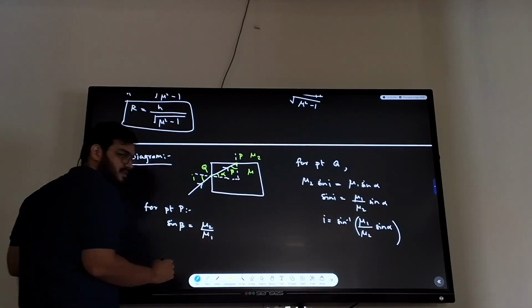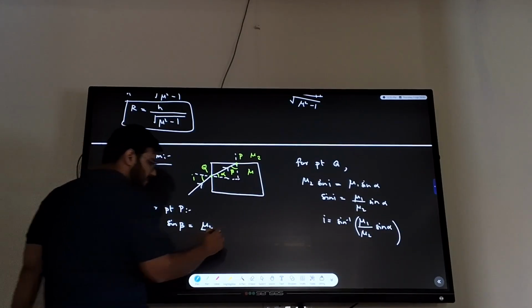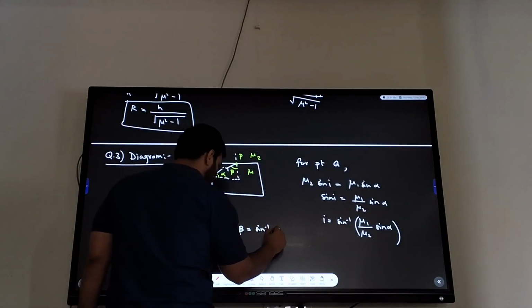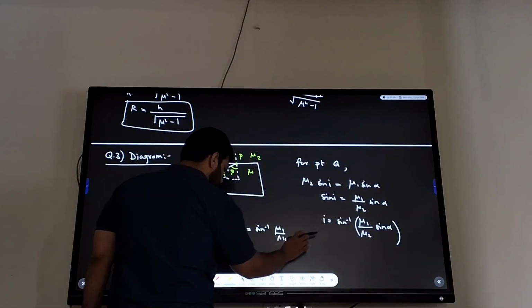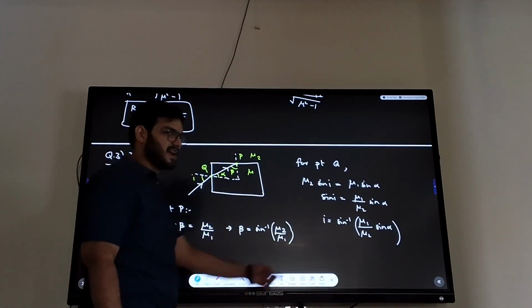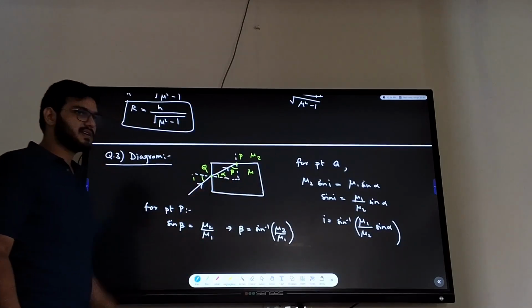Rayleigh by density. This is beta. Then what is beta equal to? Sine inverse of mu2 by mu1. Yes? mu2 by mu1. Is that all okay? Yes. But I have sine alpha, but can I find a relation between alpha and beta from this line?